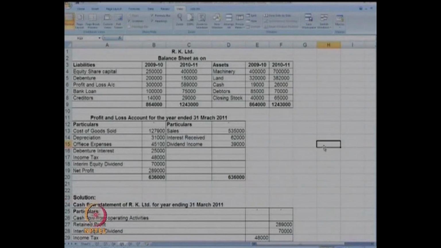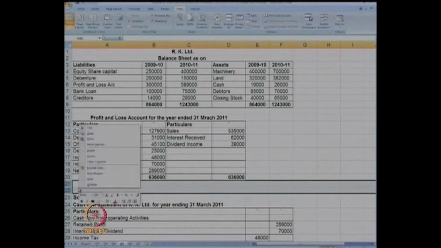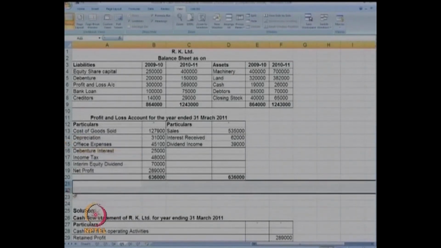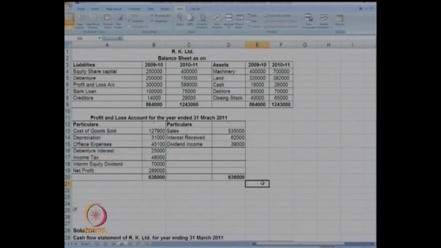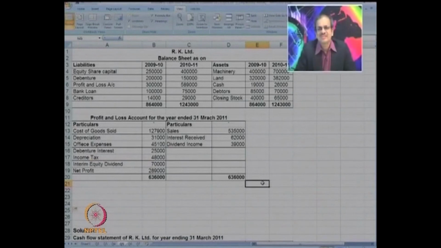They have given a balance sheet, they have also given the profit and loss account. A solution is also given, but we will ignore that solution for the time being. We will try to solve it on our own. Anybody has a suggestion? Exactly how do you start for making the cash flow statement?